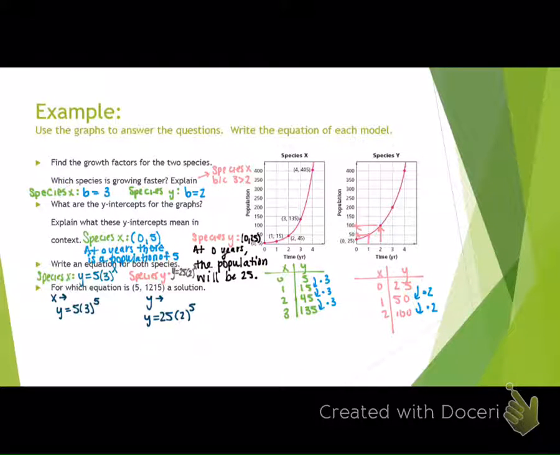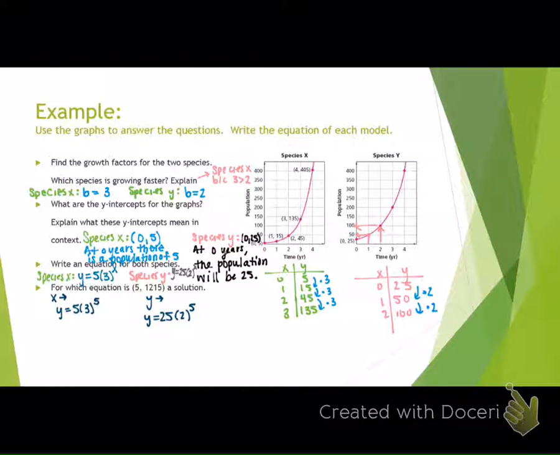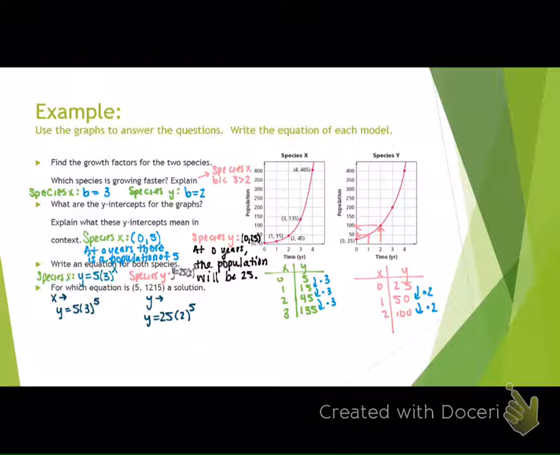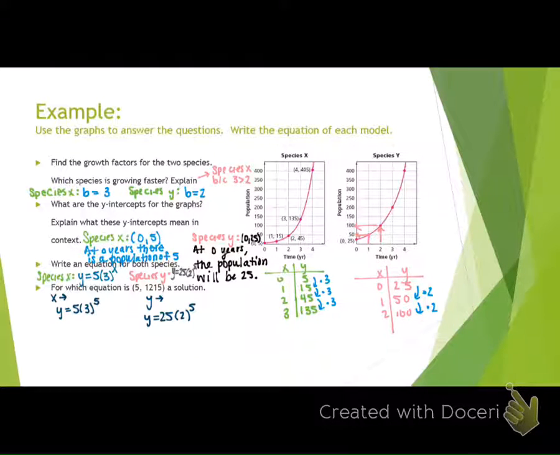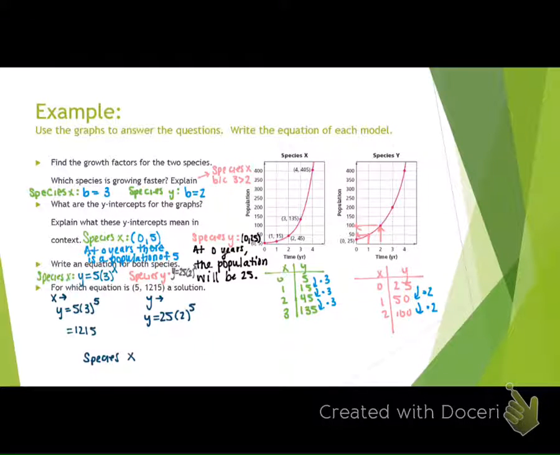Does anybody not know how to plug it in their calculator and need my help? So I got it for x. I don't even have to plug it in for y, do I? No, so species x is your answer. So questions there.